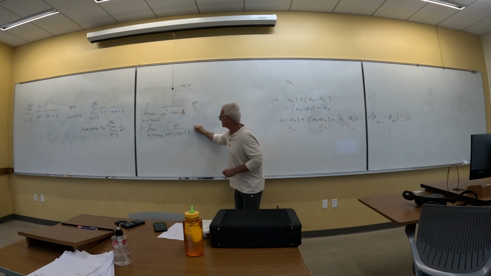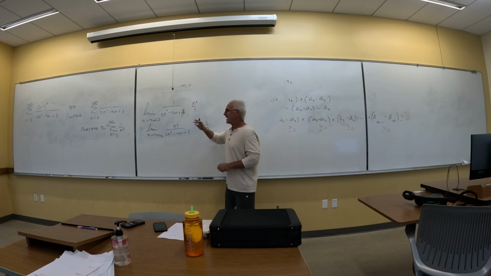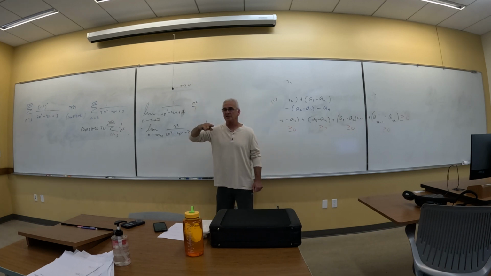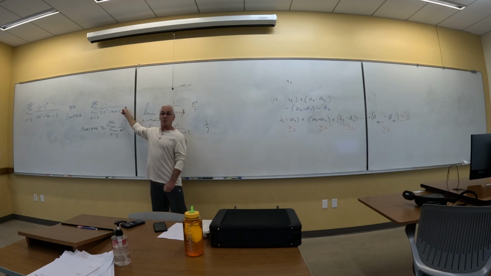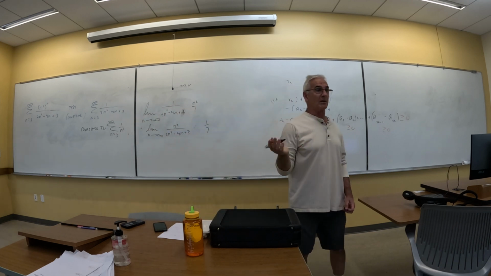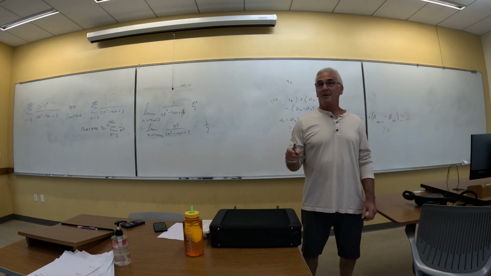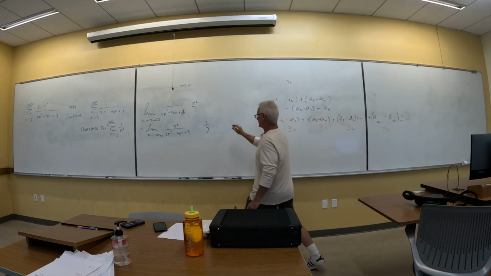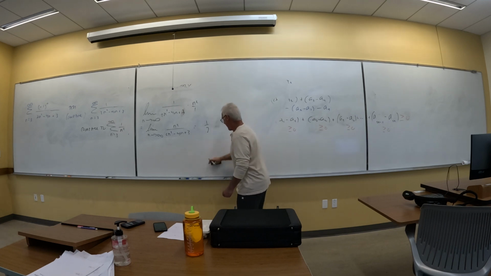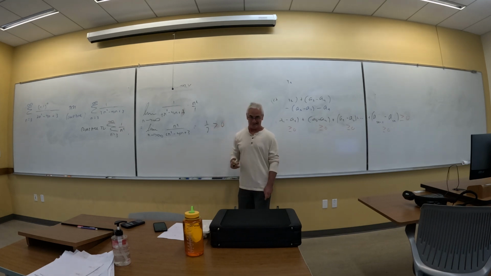So what is this limit? 1/2. By the way, could I have done it in reverse? Could I have done 1 over n squared divided by this quotient? Could I have done it in reverse? Yeah, and then I would have gotten a limit of 2. And this is less than 1. And this is greater than 0.